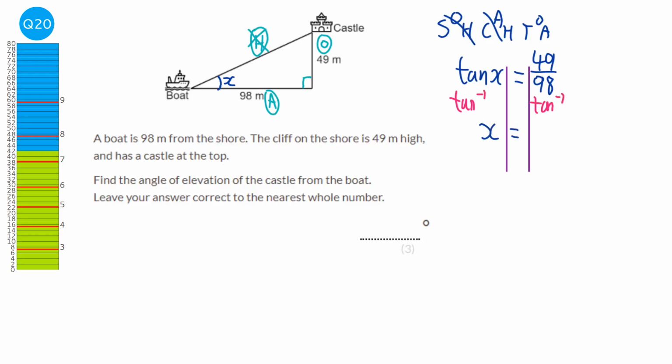And so the inverse tan of 49 over 98 is 26.565, etc. And it says it wanted the nearest whole number, so that will be 27 degrees.